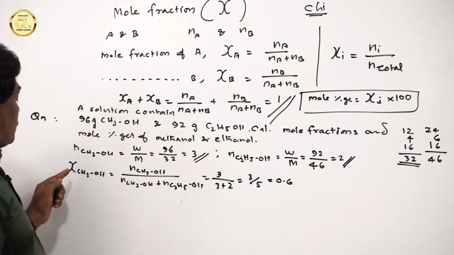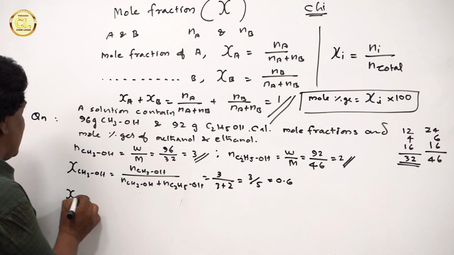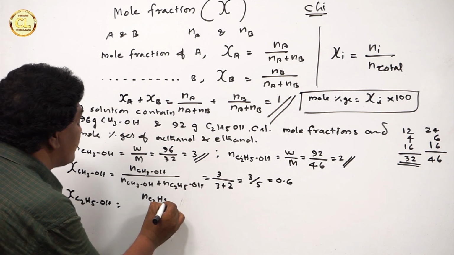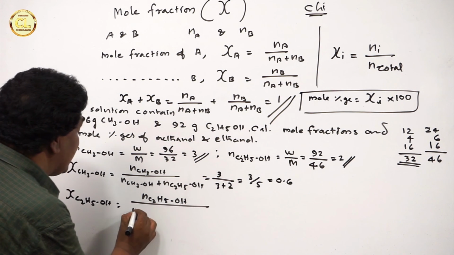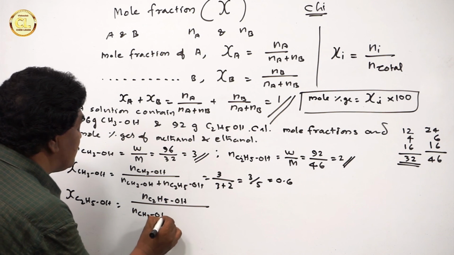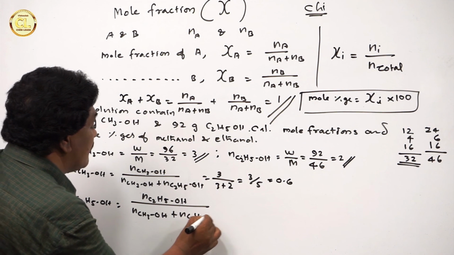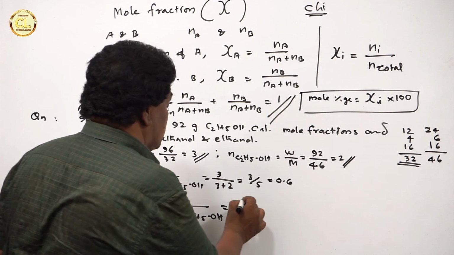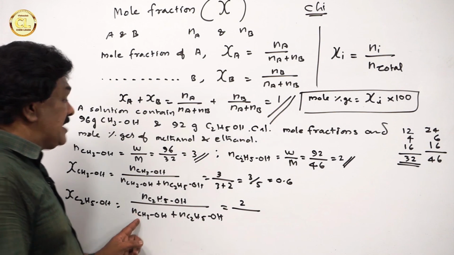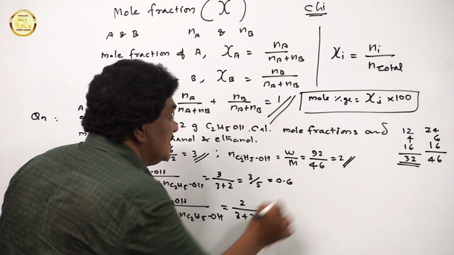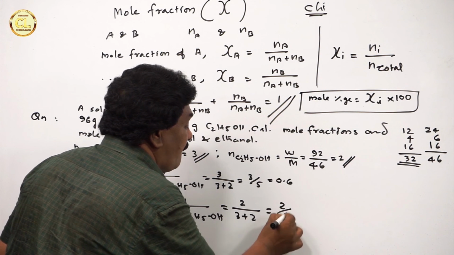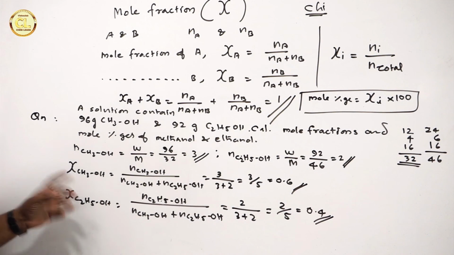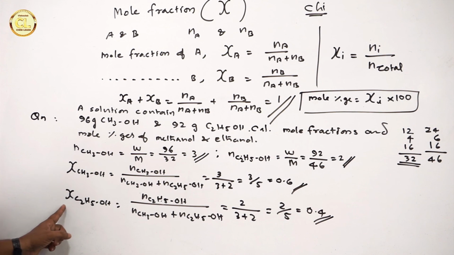Now, let us find the mole fraction of ethanol, chi C2H5OH, which is equal to NC2H5OH divided by NCH3OH plus NC2H5OH. The number of moles of ethanol is 2, so 2 divided by 3 plus 2, that is 2 by 5, which is equal to 0.4. So, we got the mole fraction of methanol and the mole fraction of ethanol.